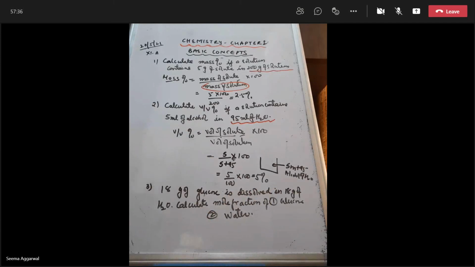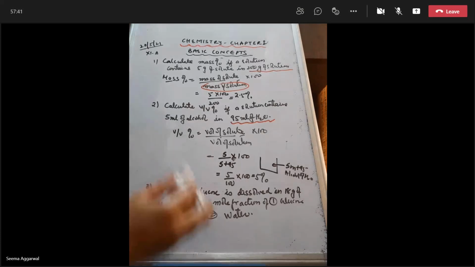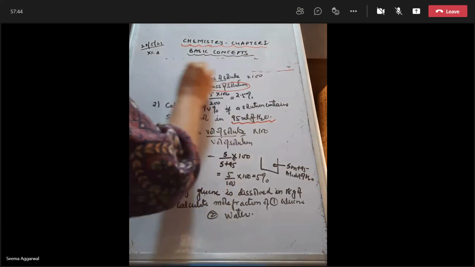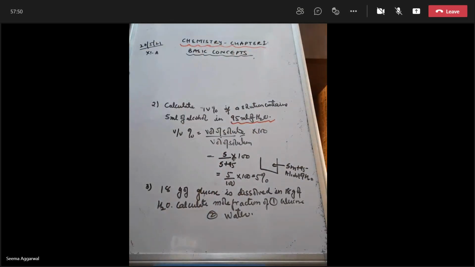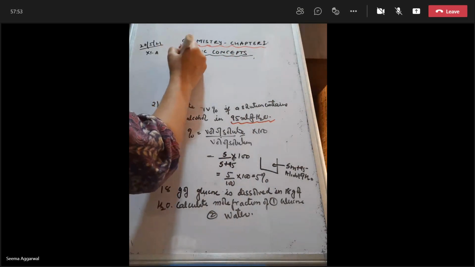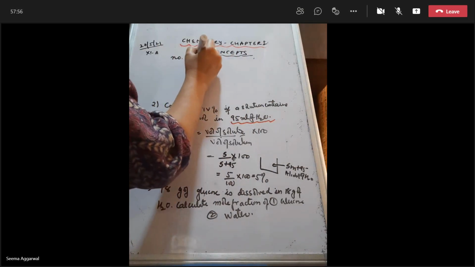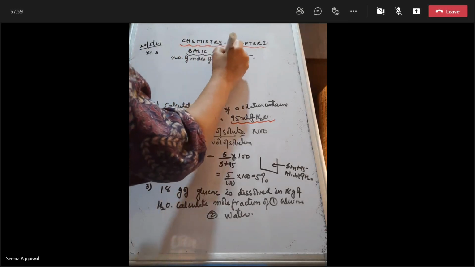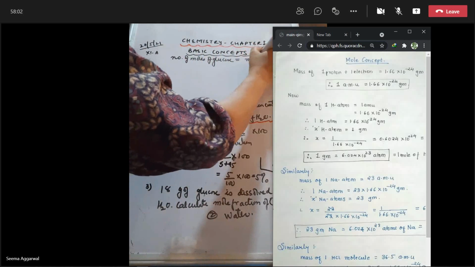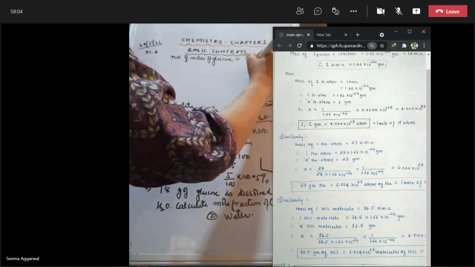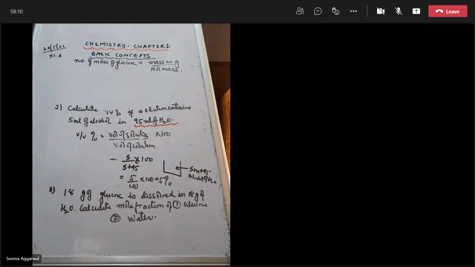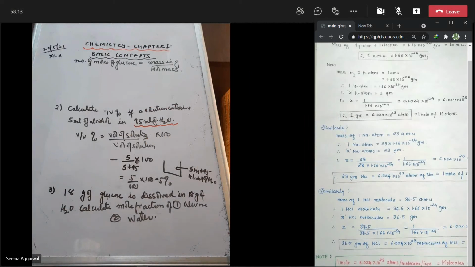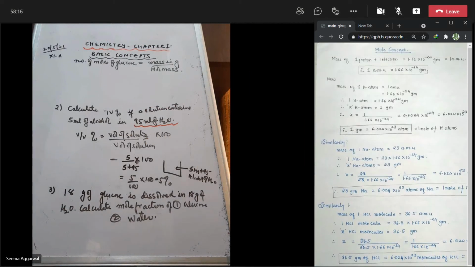We have to calculate the mole fraction of both the components, and what we are given are the masses. How to calculate? What is the formula for mole fraction? Number of moles upon total number of moles. First step, we have to calculate the number of moles of glucose. Number of moles means mass in grams upon molecular mass. What is the molecular mass of glucose?